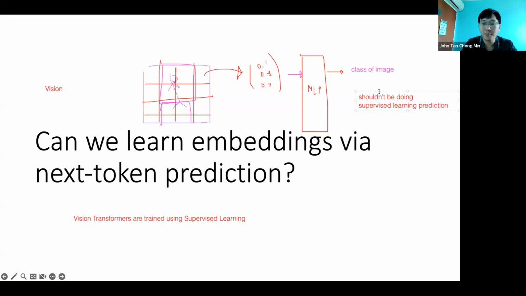We shouldn't be doing supervised learning prediction. Let's say your image classes are 1,000 classes, like for example dog, cat. What if I have a new class called dog-cat, or cat-dog? You don't know what that class is, because in supervised learning, the class that you are predicting is not a continuous vector. It's just binary, like 0, 1.